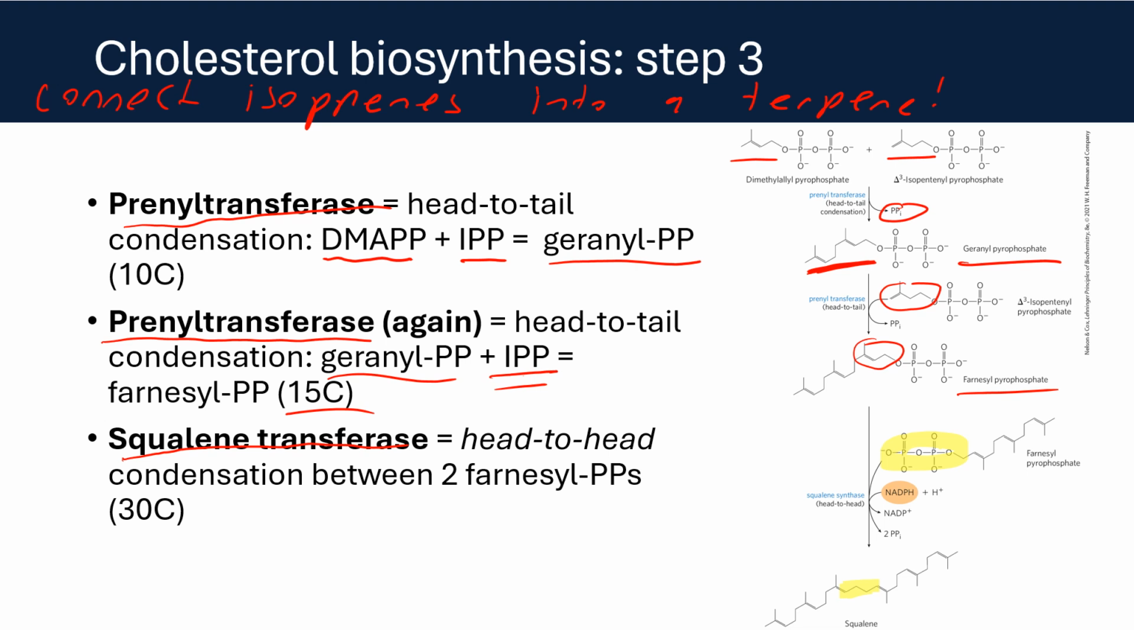And we need a little bit of NADPH to facilitate this process. So it indeed requires reducing power. But in total, we're connecting two 15 carbon compounds together, giving us a 30 carbon molecule called squalene.